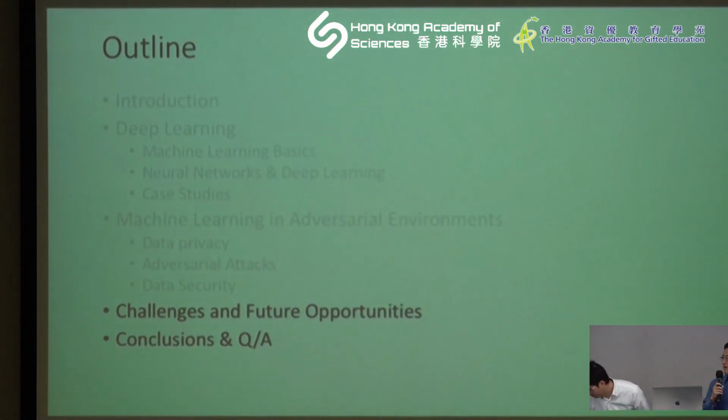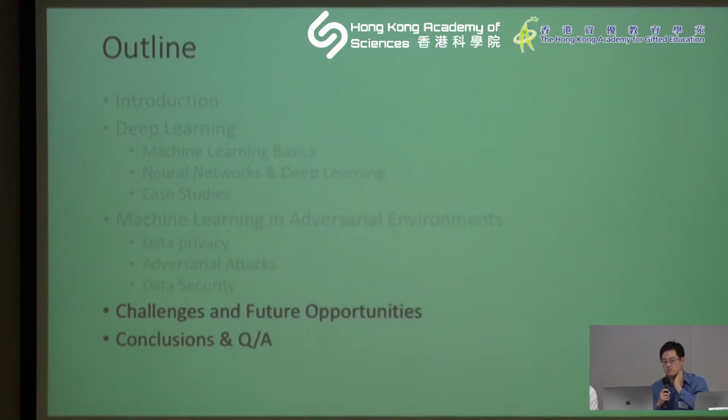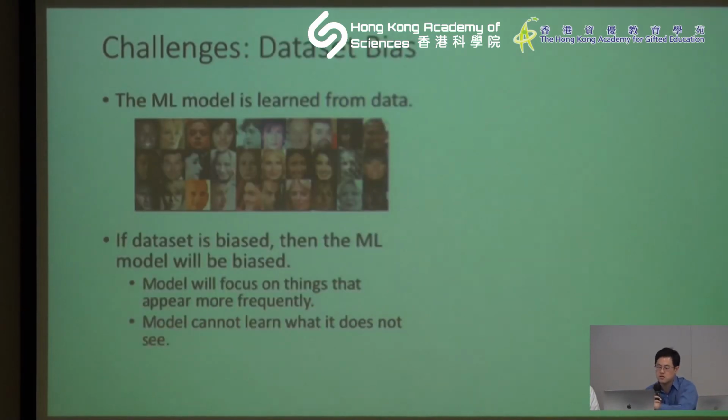Yeah, so thanks, Cong. I'll just talk a little bit about some further challenges, not related to security, but in terms of how we use machine learning, and also some future opportunities for you guys. Okay, so Cong mentioned a little bit about dataset bias. The machine learning model is only as good as the data you present to it. So if the dataset itself is biased, then the model will be biased. It will focus on things that it sees more frequently. It also cannot learn what it cannot see.